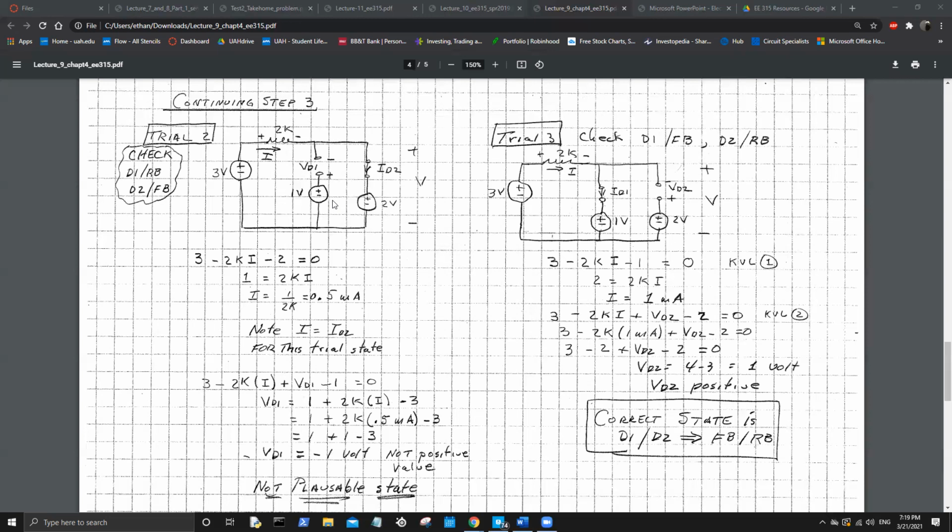So it has to correspond with your table, and it doesn't. And then here he turned off D2, and it worked because it's positive. So it fits with the logic of the table.